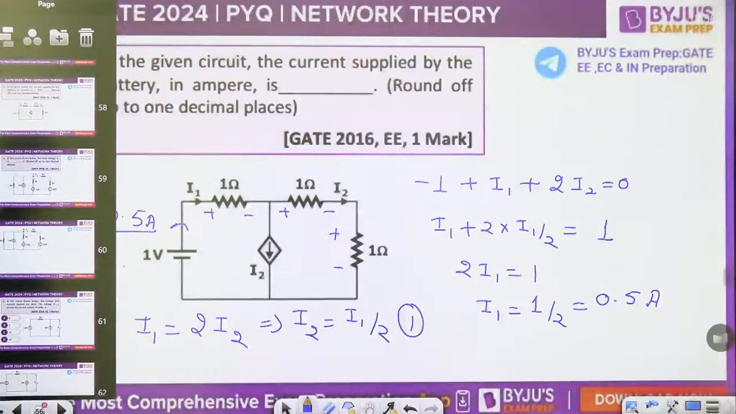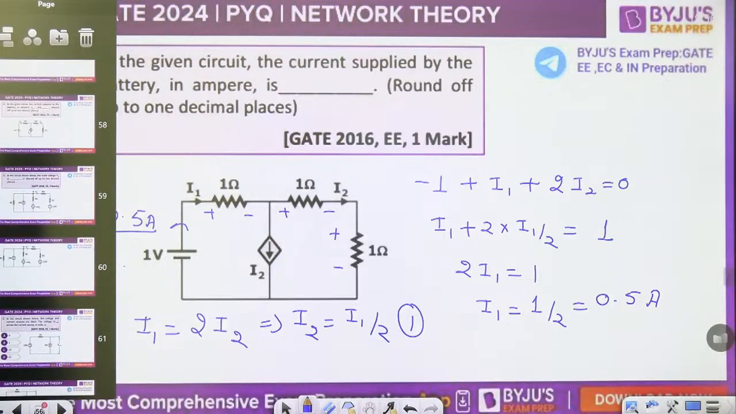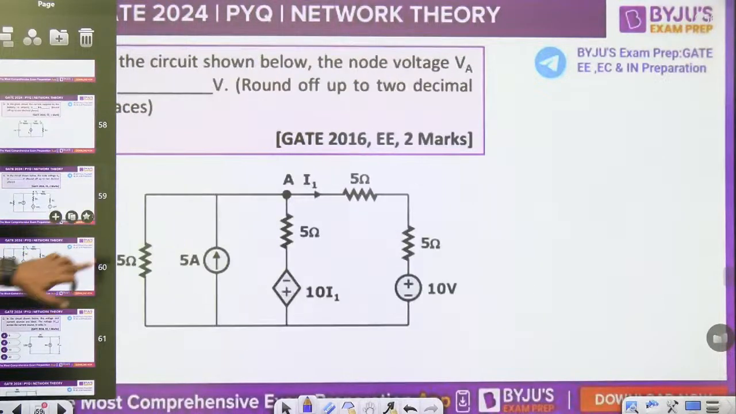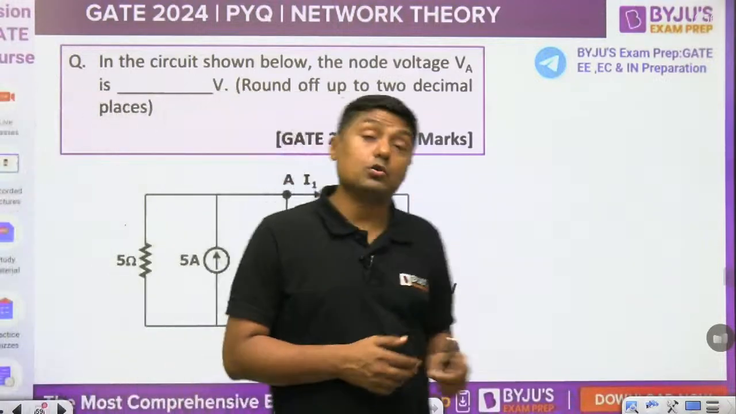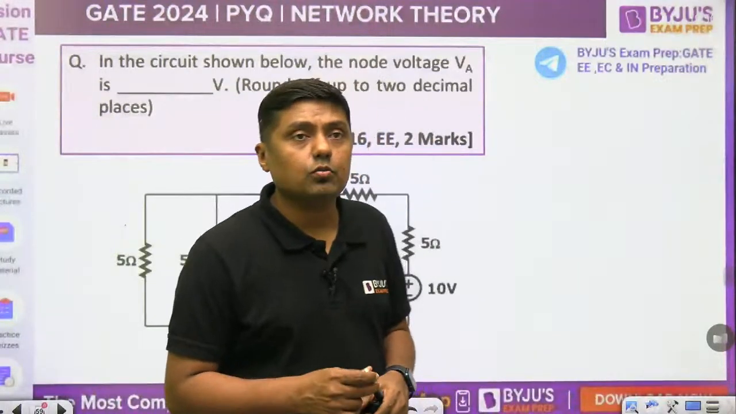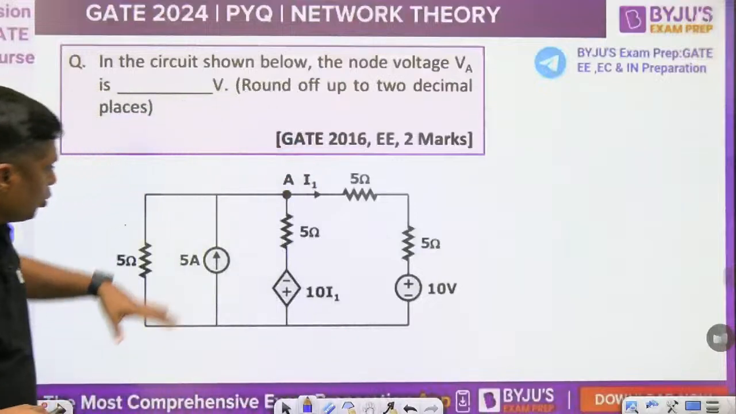The next one. Next question is this one. Now in the circuit shown below, the node voltage VA. देखिए again 2016 2 mark question, right? 2016 2 mark question. Then node voltage VA.